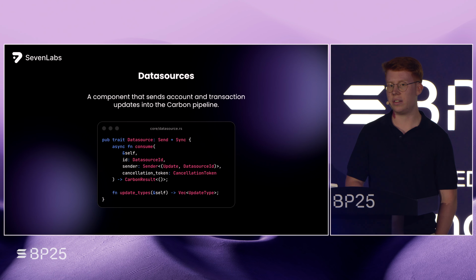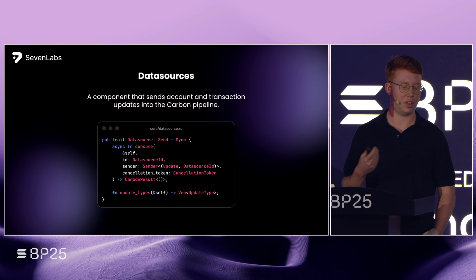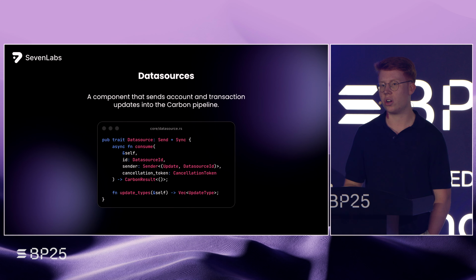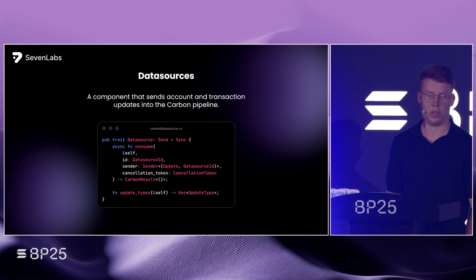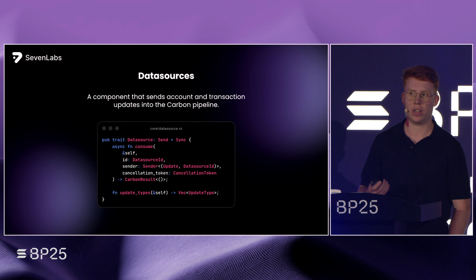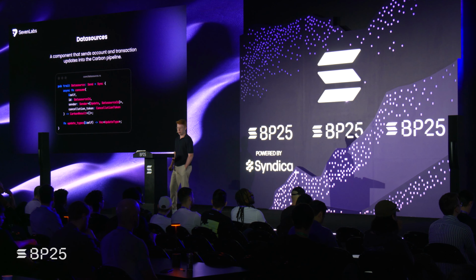So let's get into each of the components a bit more deeply. The first one is data sources, as I mentioned. So it's a component that sends account and transactions into your pipeline. And so it's modular, so it's a trait. That means if you have a custom endpoint from an infra provider, or if you have a local dump of data, you're able to simply ingest it into your pipeline by implementing that trait.